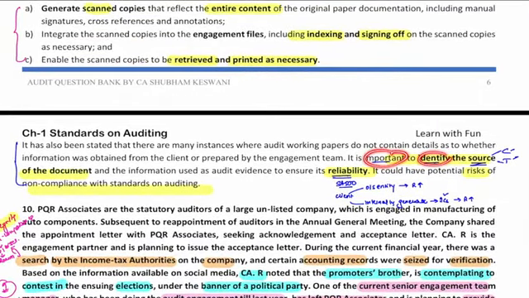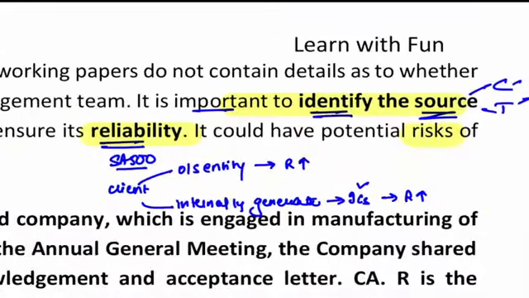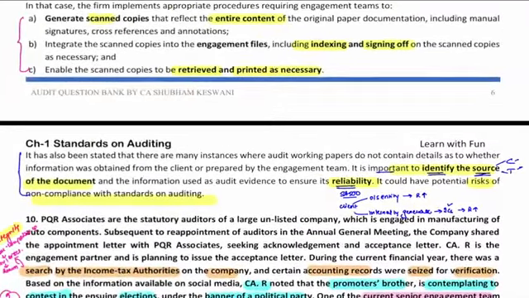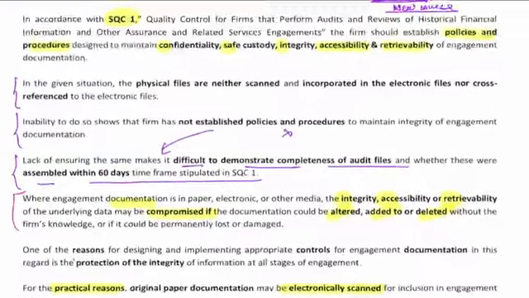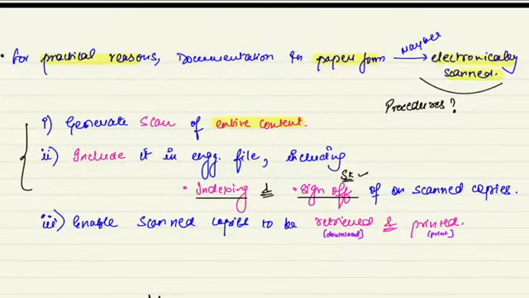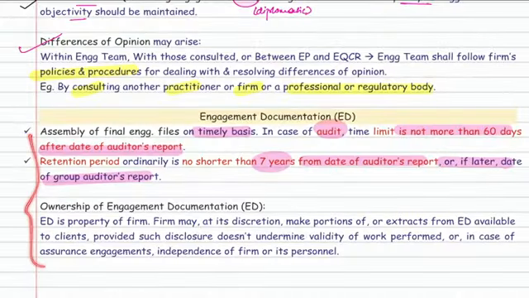It is important to identify the source of the document because that impacts the reliability. How? In case of a client, if the source is outside the entity, it is more reliable. If it is internally generated and the controls are good, then it is more reliable. So no need to do this deep analysis. Just remember this one thing: source is important so that you get to know about the reliability. Clear points? Clear, sir. So if I talk about your notes, this is all about engagement documentation.